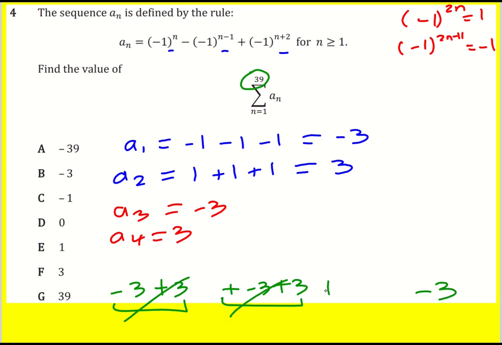So all of these become 0, leaving me my final answer of minus 3. Well done.